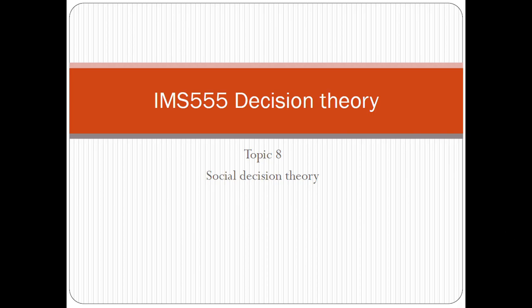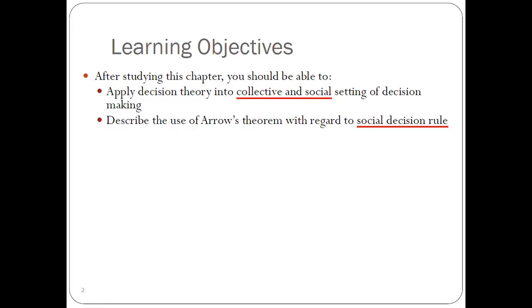Topik 8, okay, Social Decision Theory. So, what we are going to learn in this chapter, you should be able to apply decision theory into collective and social setting of decision making. Describe the use of Arrow's theorem with regard to social decision rules. Okay, macam mana kita nak apply dalam kehidupan lah ataupun future event yang akan berlaku.